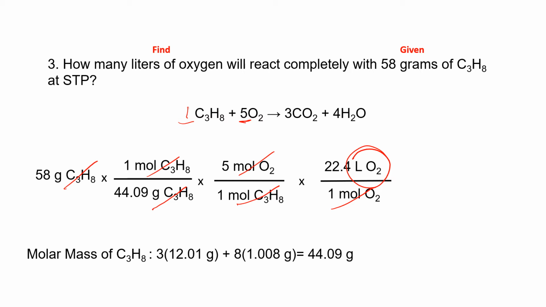When we plug this into our calculator, we're going to be limited to 2 significant figures. So the calculator answer will be 147.335, and it keeps going. We round that to 150 liters of oxygen gas for our final answer.